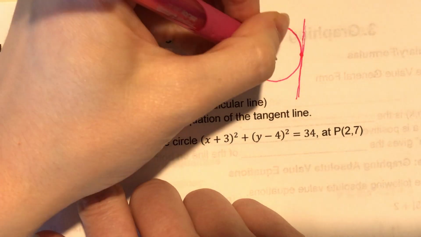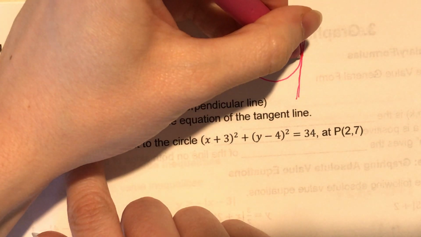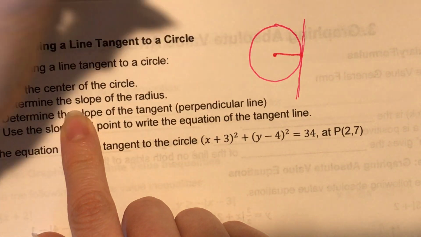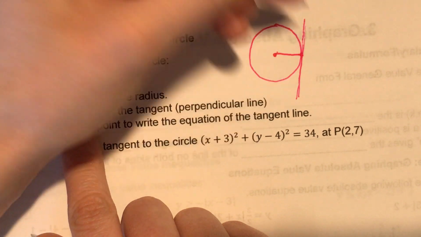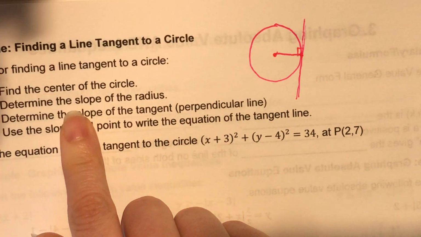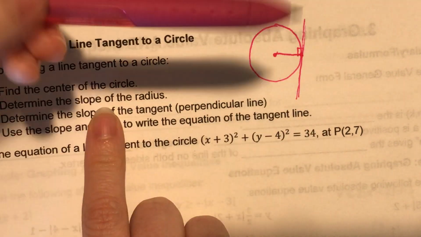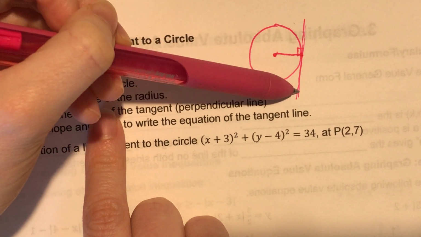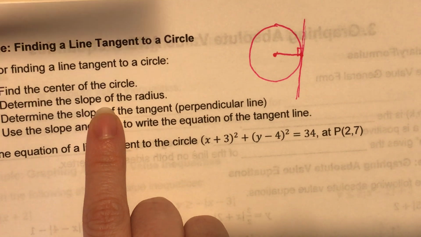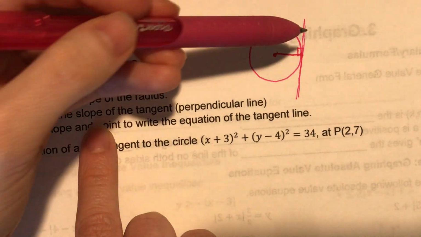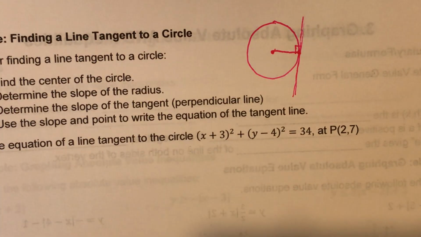Step 1, you find the center of the circle. You determine the slope of the radius. And remember this, when we learn this, from the radius to the point where the line is tangent to the circle, that makes a right angle. Okay, that's going to help us. Because if we find the slope of the radius, we're going to find the opposite reciprocal slope. And that new slope is going to be the slope of the perpendicular tangent line. So we'll find the slope of the tangent line, and at that point we will have a slope at a point, and we can make that equation.